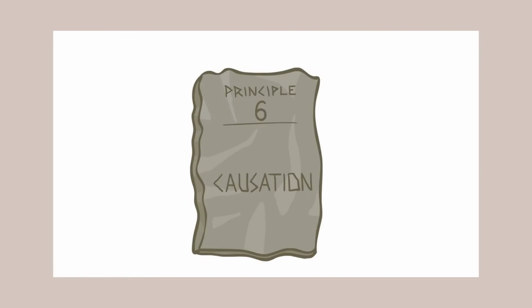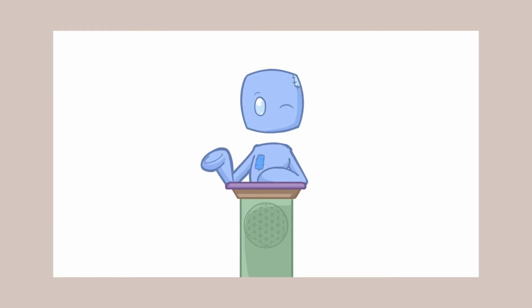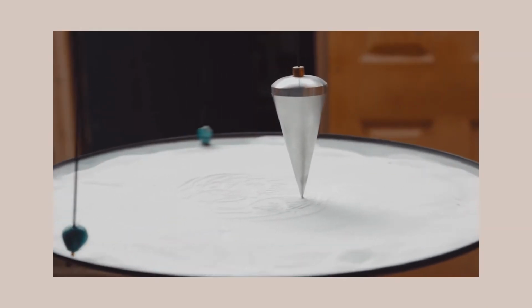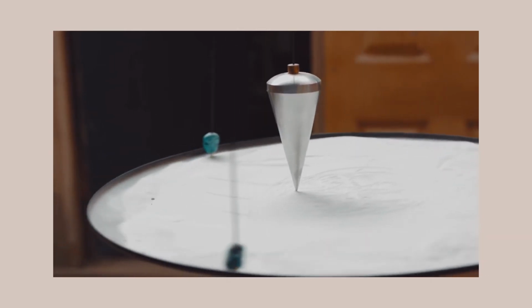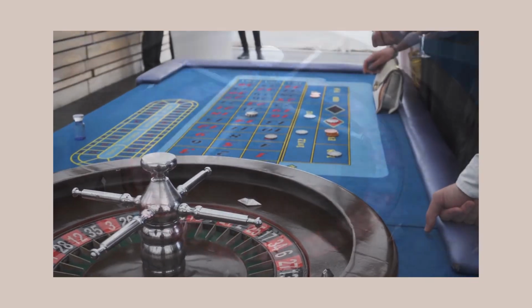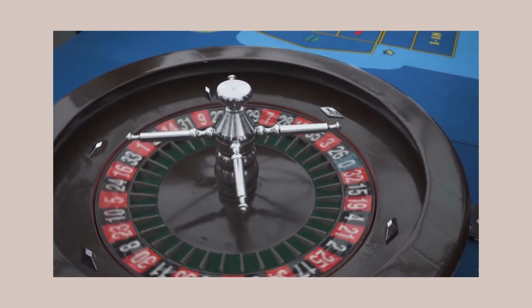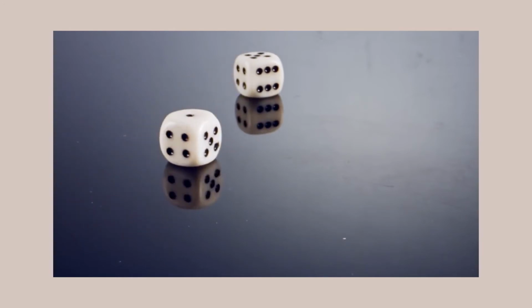Principle 6, causation. Again, we find ourselves overlapping with previous laws, and it makes sense that they'd fit together. This principle states that there is a cause for every effect, and an effect for every cause. It also argues that there's no such thing as chance or coincidence, that it's merely a term indicating already existing causes that we can't recognize or perceive.